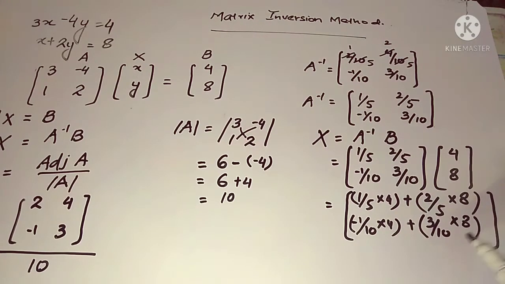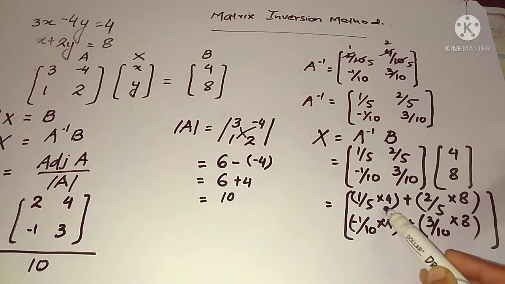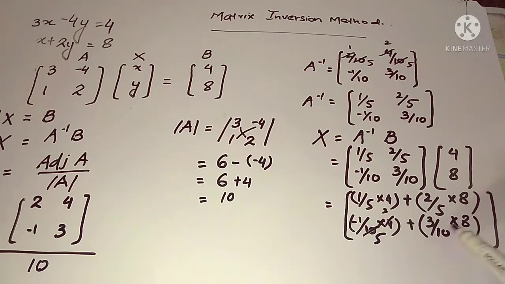Now, can you see that? Can you cut any number? Here you can cut 4 and 10. 2 2s are 4, 2 5s are 10. And 2 4s are 8, 2 5s are 10. Okay, now what will you get?